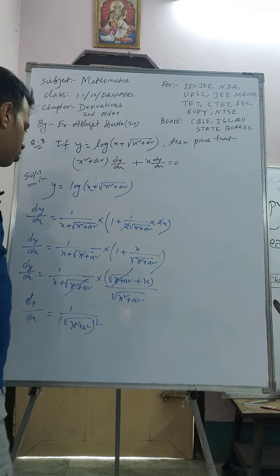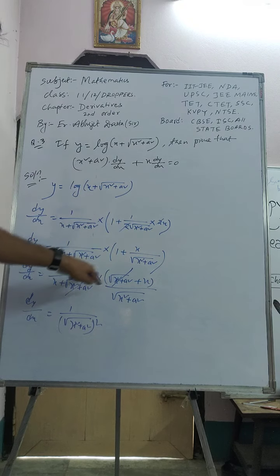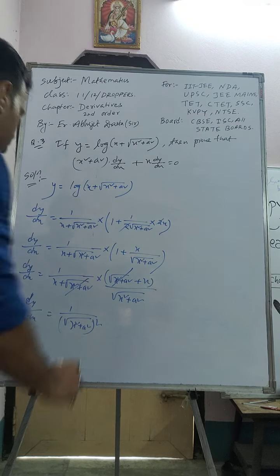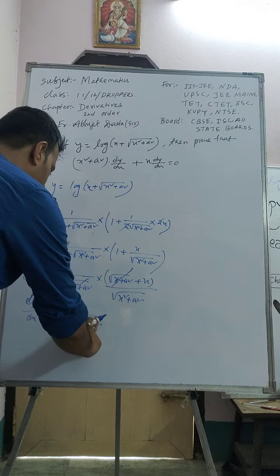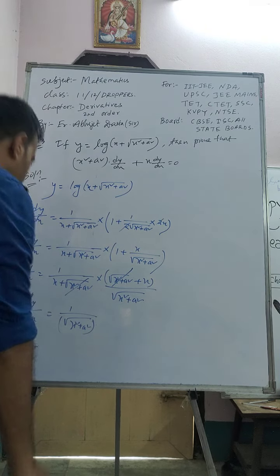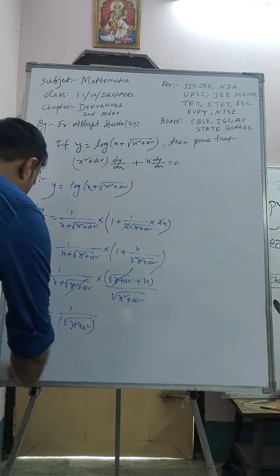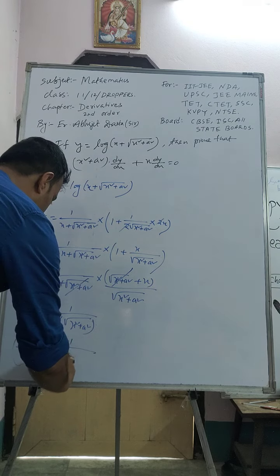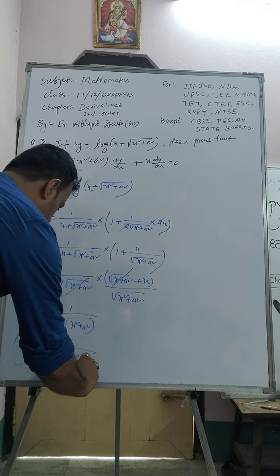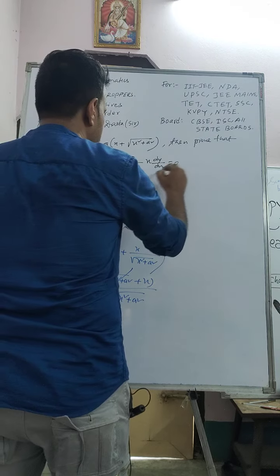Now the derivative of log x is 1 by x, and after that I differentiate the inner part, this will cancel out and this will be left. Okay, there is no square. Now I square both sides. If I square both sides, it will become x square plus a square. Okay, now come here.